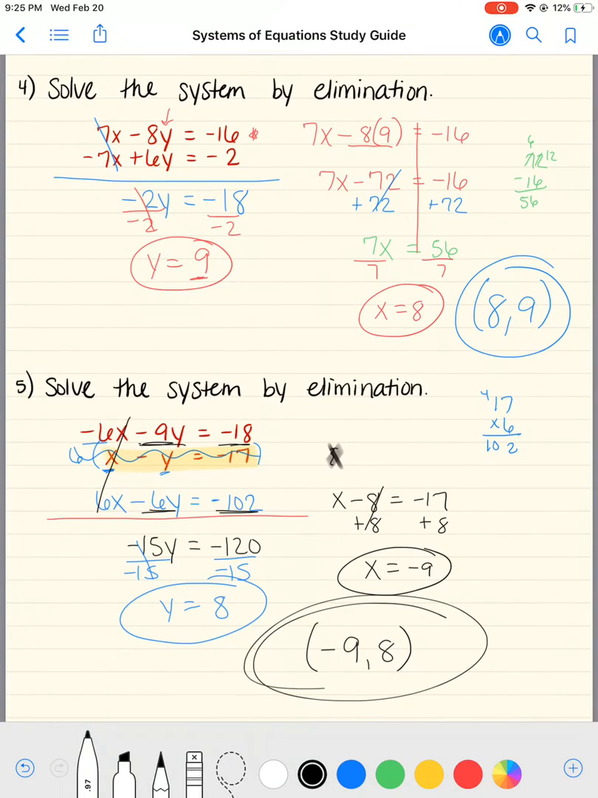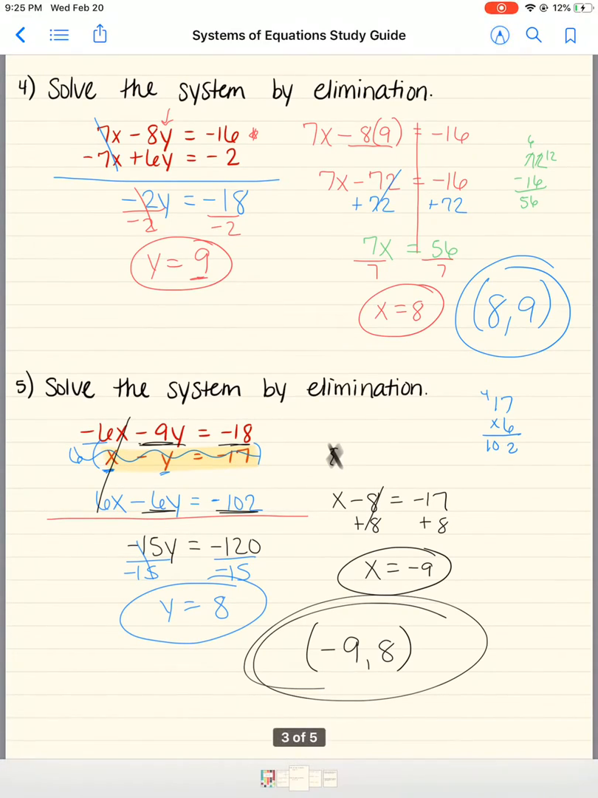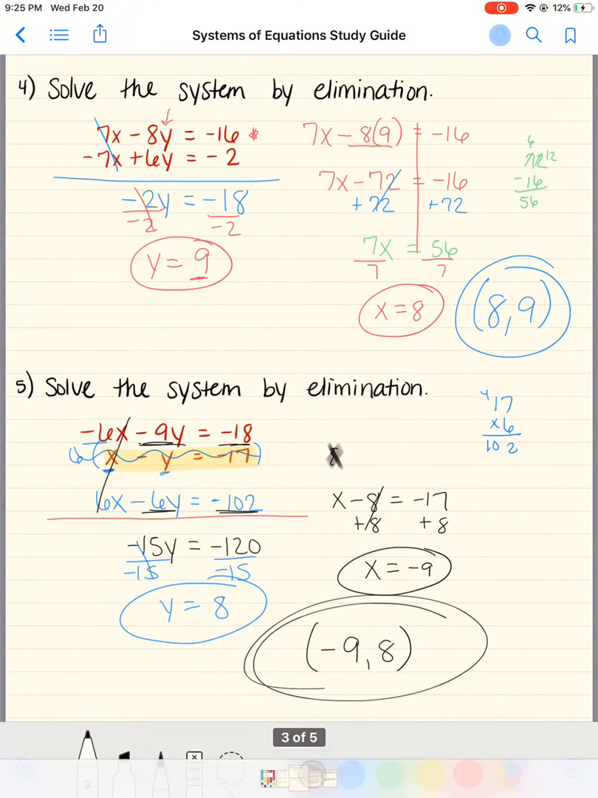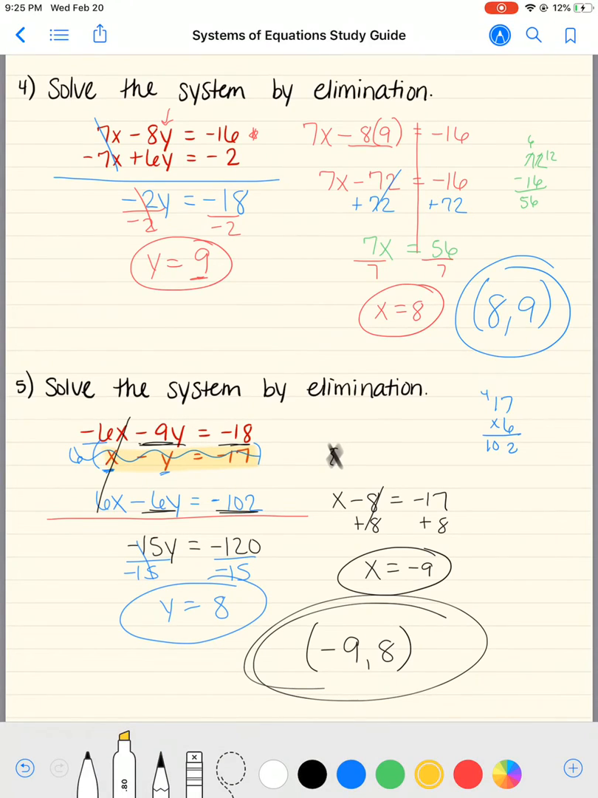Okay, so that's the elimination method. So the last three that we're going to look at is going to be something new. We haven't talked about this before, but it's a pretty easy concept to pick up on. So the question is just simply asking how many solutions is this system going to have. Everything that we've solved so far has had one solution, like in number 5, negative 9, 8 was your answer. It's one answer. You didn't have multiple answers to any of these.